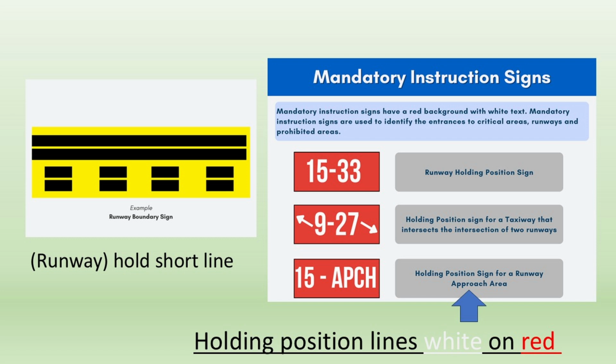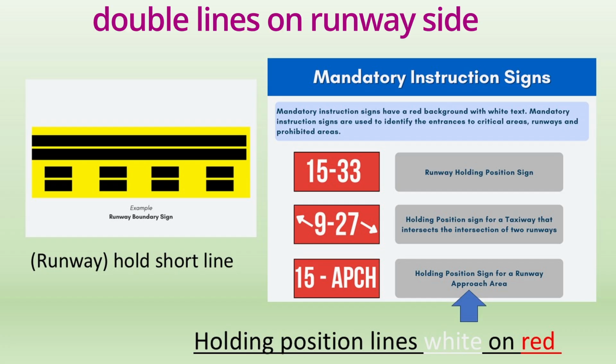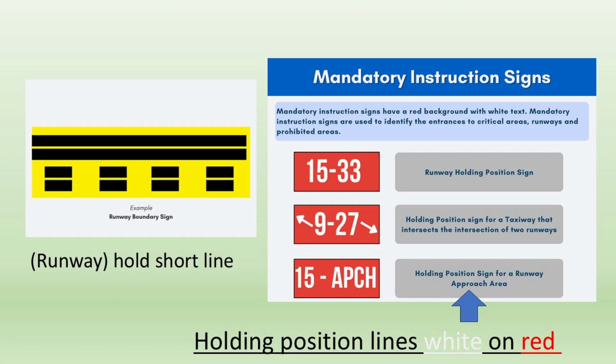Mandatory instruction signs. There are runway hold short lines. There are several questions on this. If it's on the map, it will be two solid lines on the runway side of the taxiway and two dotted lines on the taxiway side of the runway. And the most common question is, what do you do when you get there? You have to get ATC clearance to enter the runway.